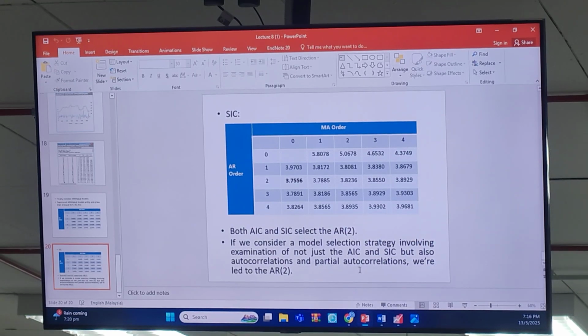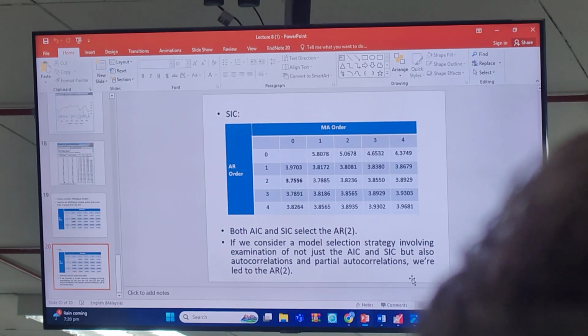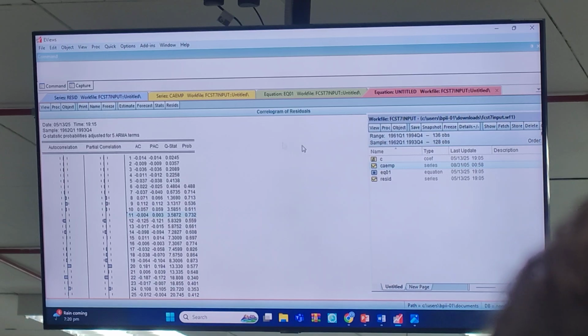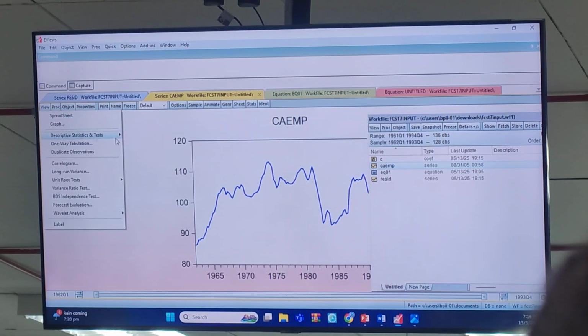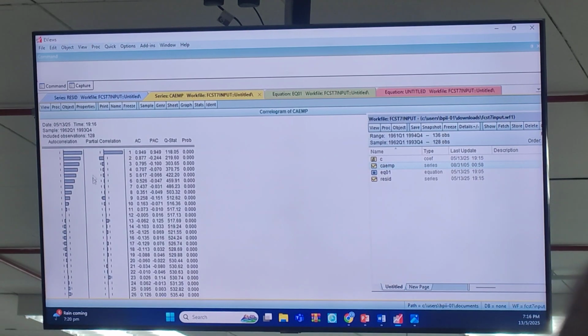If we consider a model selection strategy involving examination of not just the AIC and SIC, but also autocorrelation and partial autocorrelation, we are led to AR2. Recall that for the series before, if you inspect the ACF correlogram, it is consistent with AR2, because there is an exponential decay and spikes at lag 1 and 2, and then it cuts off to 0, so AR2.